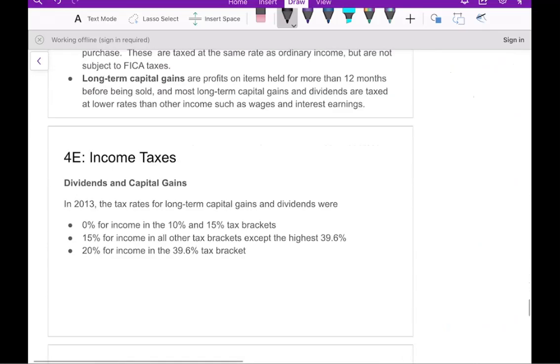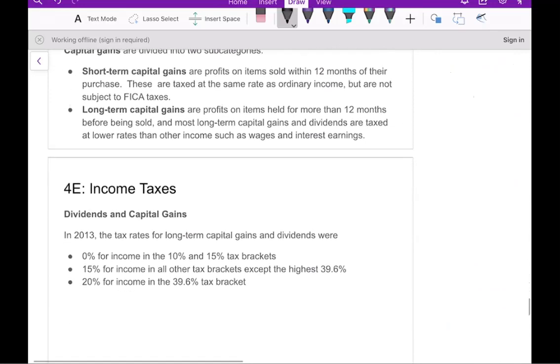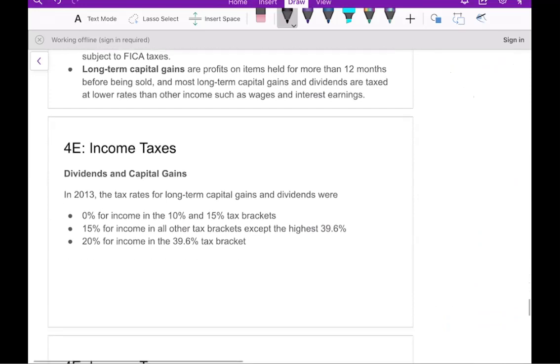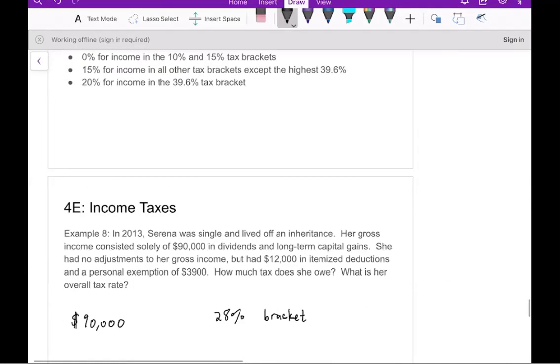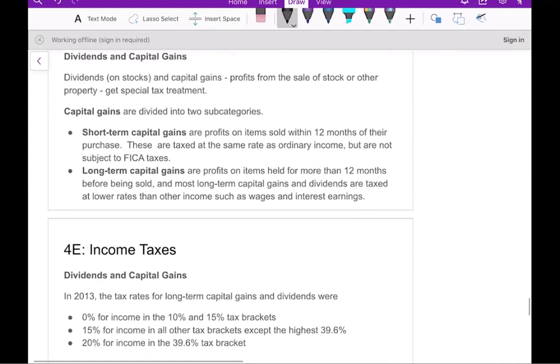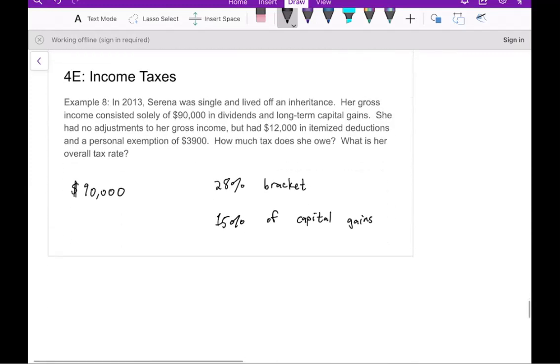Now, if we look at our long-term capital gains, let's see, it looks like 15% for income in all other tax brackets except the highest, 39.6%. So it's 15% of the capital gains. And again, these are special tax treatment, so they're not taxed in the same way. So we're really just going to go off of this 15% of capital gains.